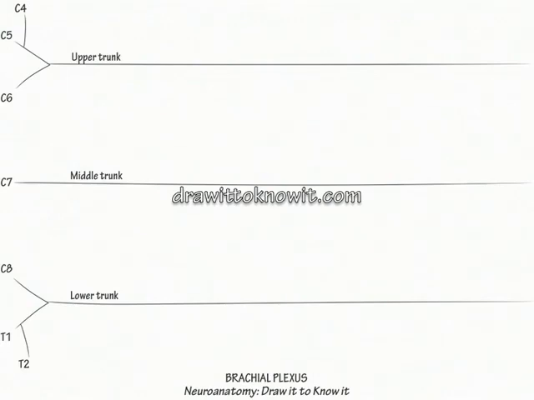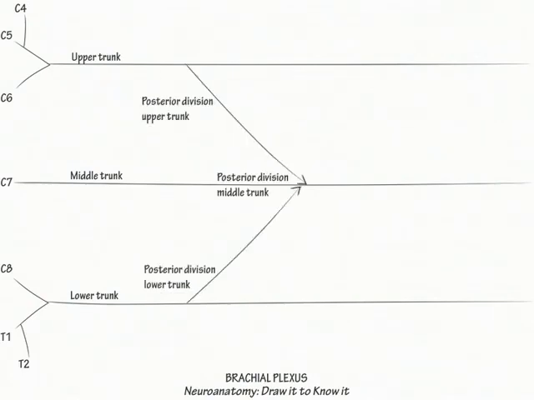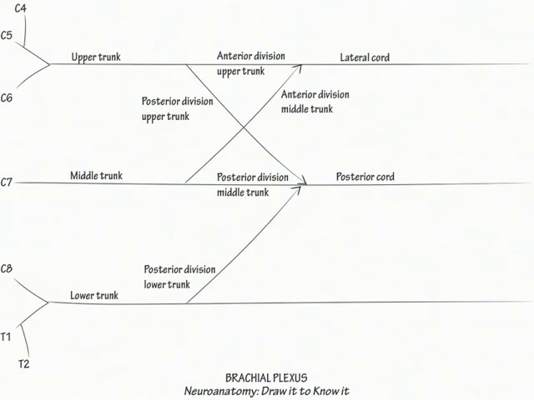The trunks divide into anterior and posterior divisions as follows. Show the posterior divisions all join to form the posterior cord. Then label the anterior division of the upper trunk on top and show the anterior division of the middle trunk join it to form the lateral cord. At the bottom, label the anterior division of the lower trunk and then the medial cord.